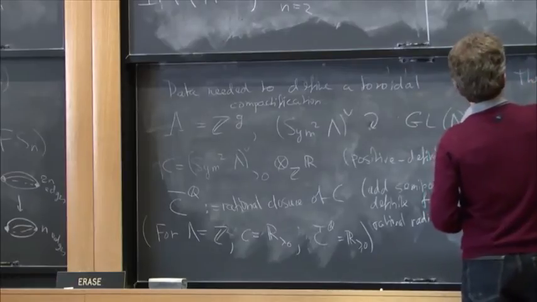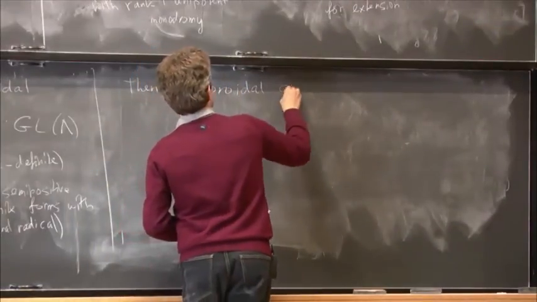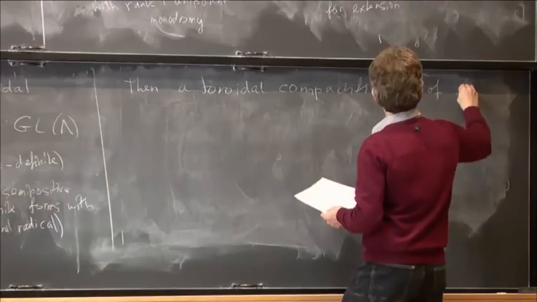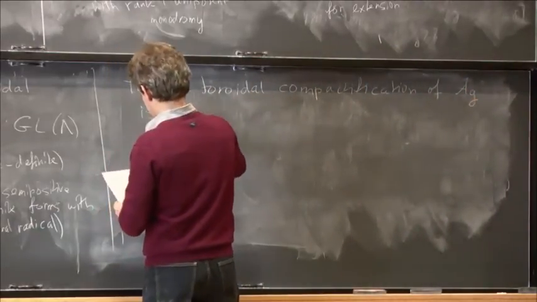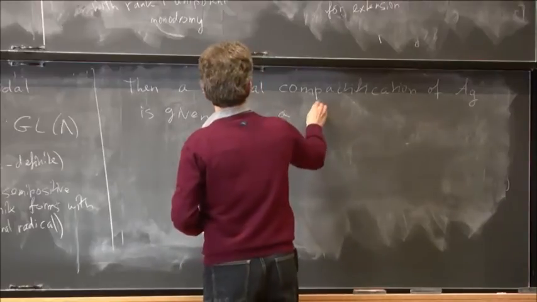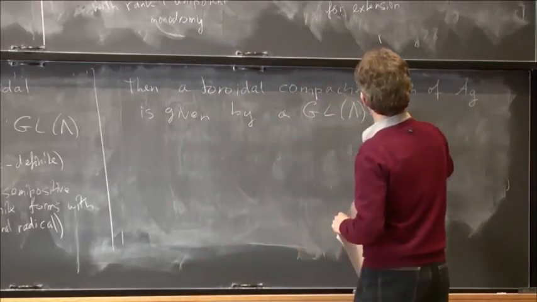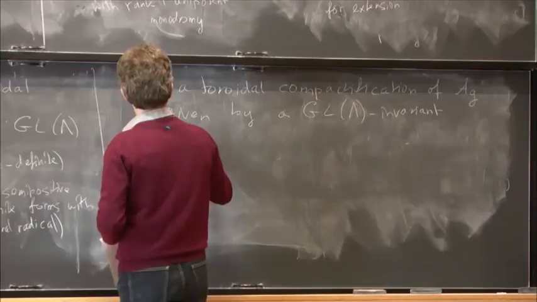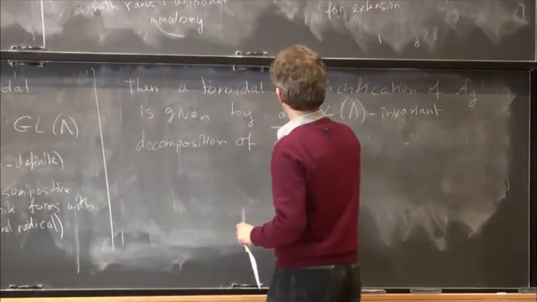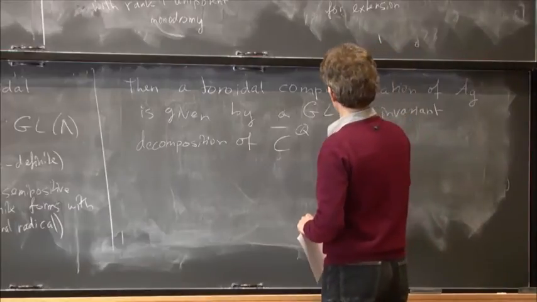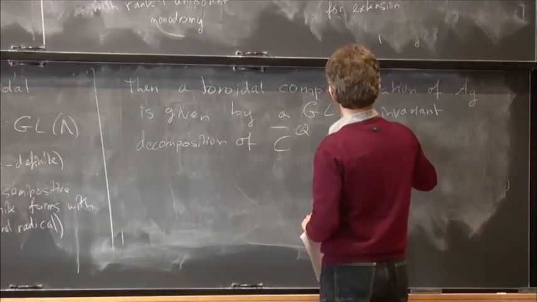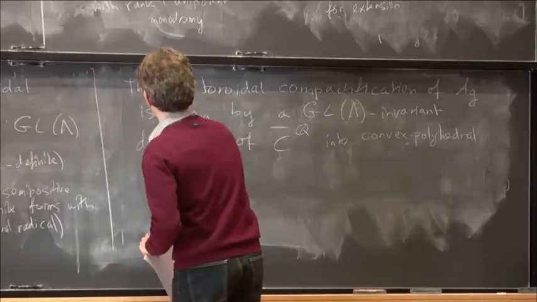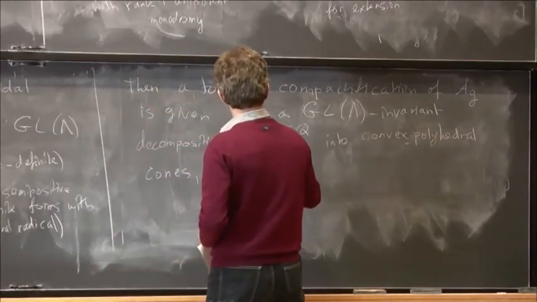And then a toroidal compactification of AG is given by a GL invariant decomposition of this rational closure into convex polyhedral cones, with finitely many GL orbits.